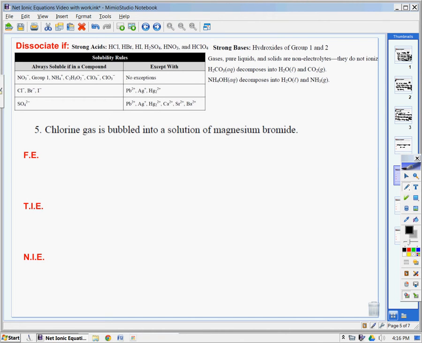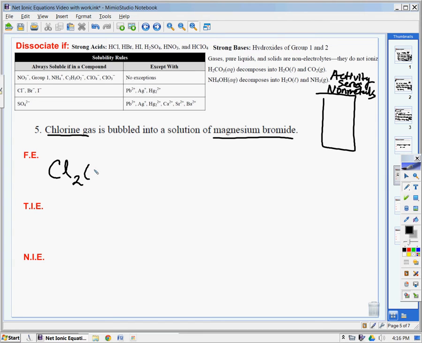Number 5, bet you never knew that this was a single replacement because it's an element combining with a compound. You can look up the activity series of the nonmetals, and you will see that chlorine is strong enough to kick out the bromine in magnesium bromide. So when we do this, chlorine gas is diatomic. It's bubbled into a solution. That's our keyword for aqueous, right?